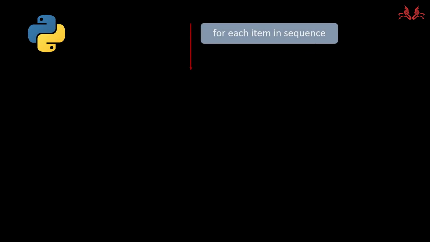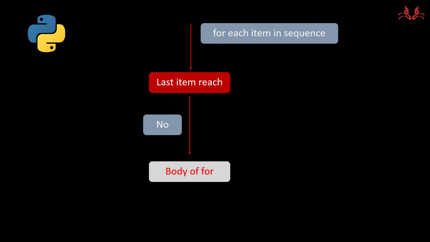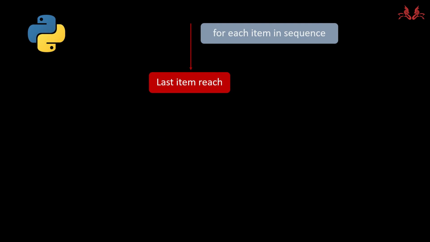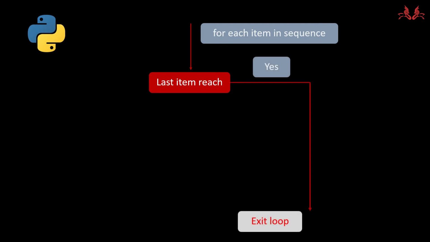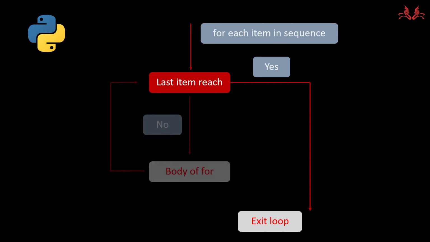Alright, we are going to talk about the flow control of the for loop. The program will execute for each item in the sequence and check whether the last item has been reached or not. If it has not, it goes to the body of the for loop and goes back to check again whether the last item has been reached. If not, it goes to the body of the for loop again and goes back to check. Once the last item is reached, the program will exit the loop. Alright, this is the structure of flow control in the for loop.